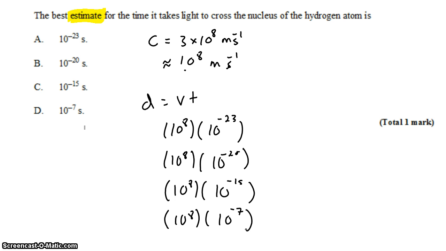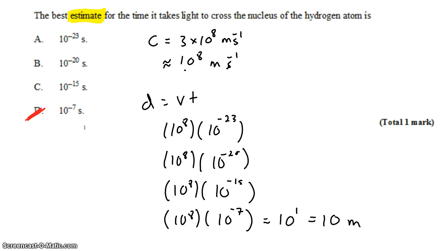Now keep in mind you won't have your calculator for your multi-choice test. So you will have to work with exponents. So when you multiply 10 to the positive 8 times 10 to the negative 7, you have to add those exponents. 8 plus negative 7 gives us 1. 10 to the 1 is 10. And we're working with SI units, meters per second, seconds. That's 10 meters. That's unlikely for the width of a hydrogen nucleus. I don't know about you, but I've never seen a hydrogen nucleus that's 10 meters wide.